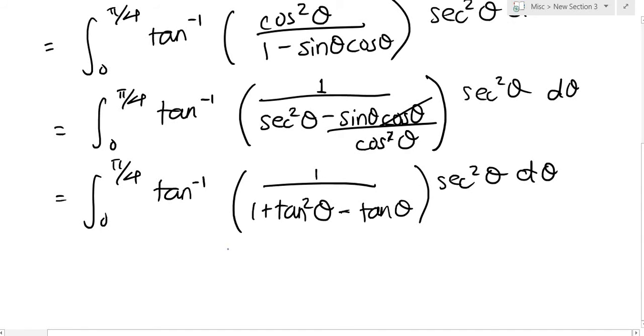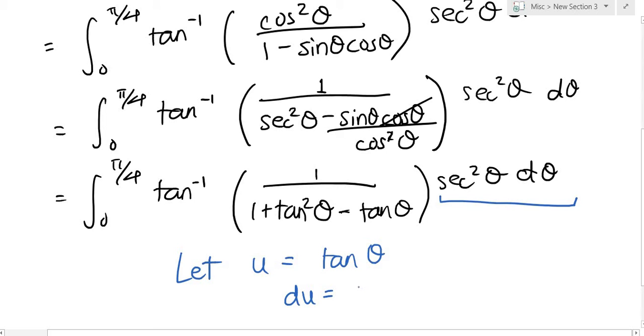So as I said at the start of the video, we can definitely substitute tan theta for a single variable, because the derivative of tan theta, that is secant squared theta d theta, is just present outside, right? So we can proudly say that let u equals tan theta, because du is secant squared theta d theta. So this thing is du.